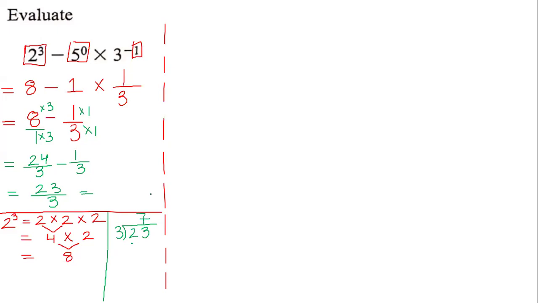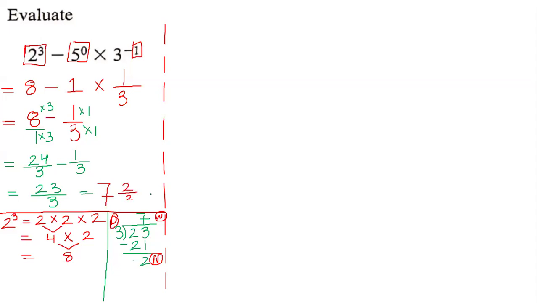3 times 7 is what? 21. 23 minus 21, so 3 minus 1 is 2. 2 minus 2 is 0. So the whole number is 7. The numerator is 2. And the denominator is 3. So the answer therefore is going to be 7 and 2 over 3.